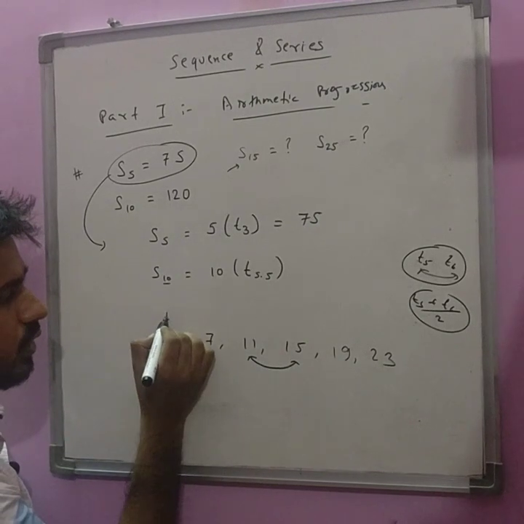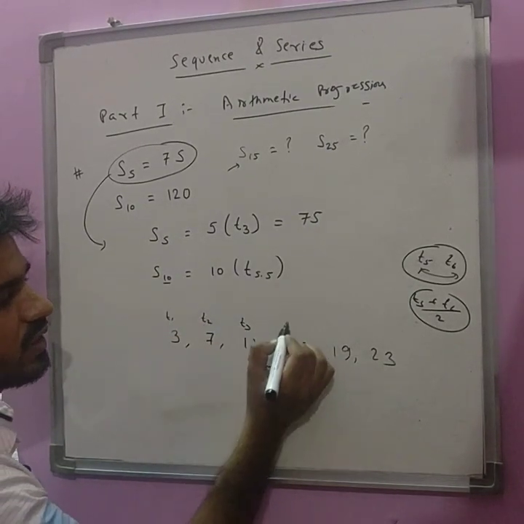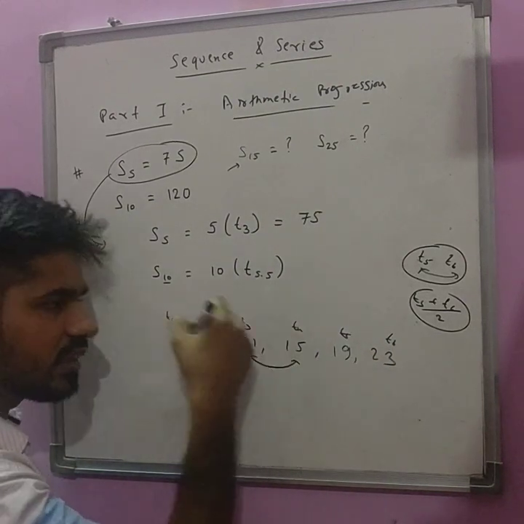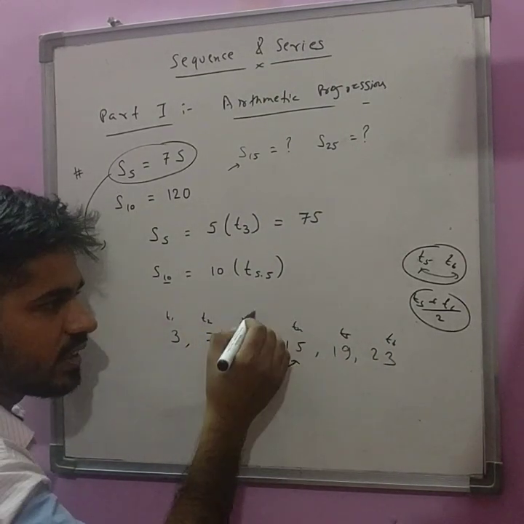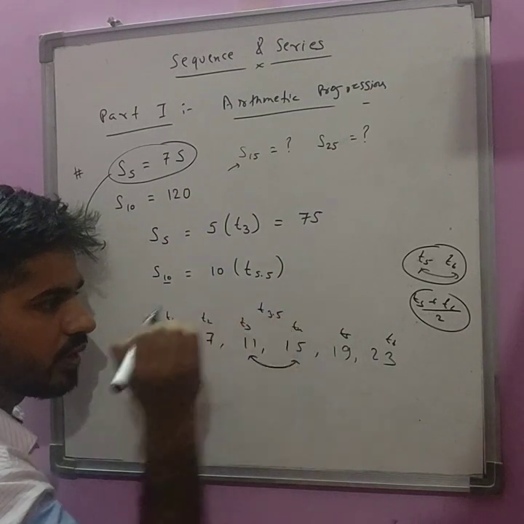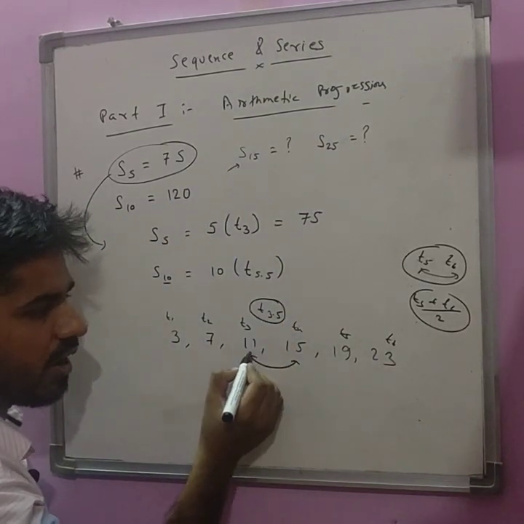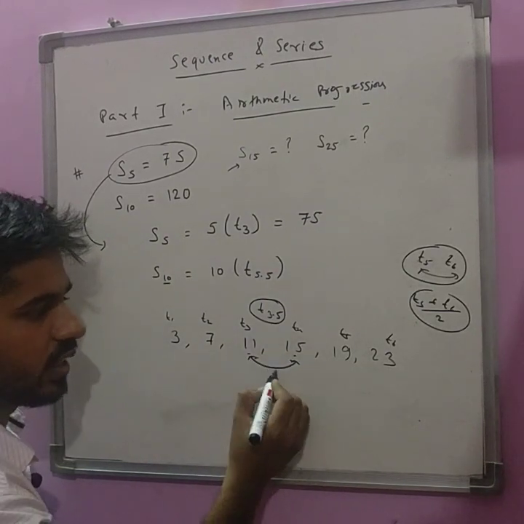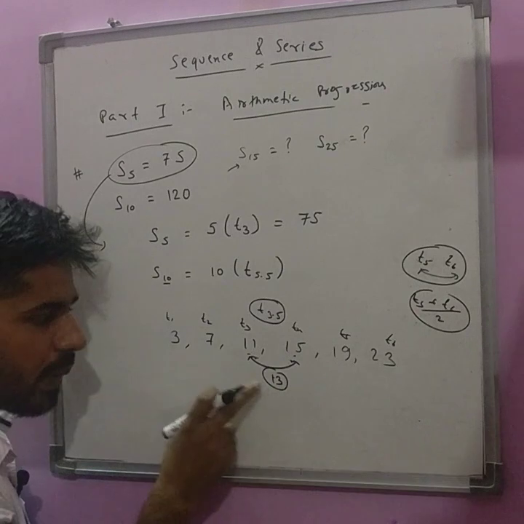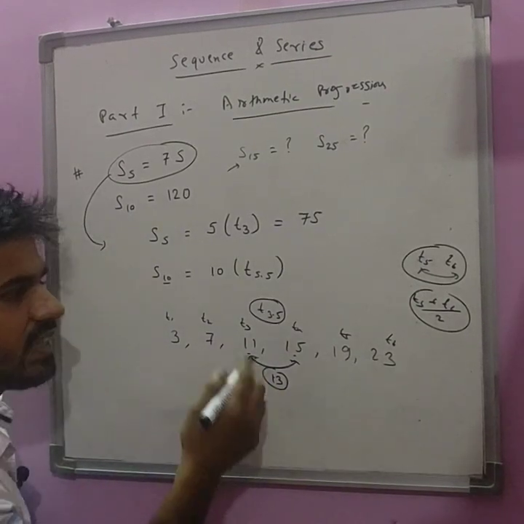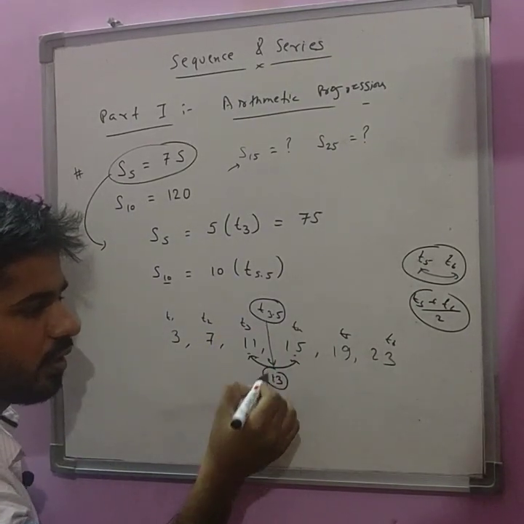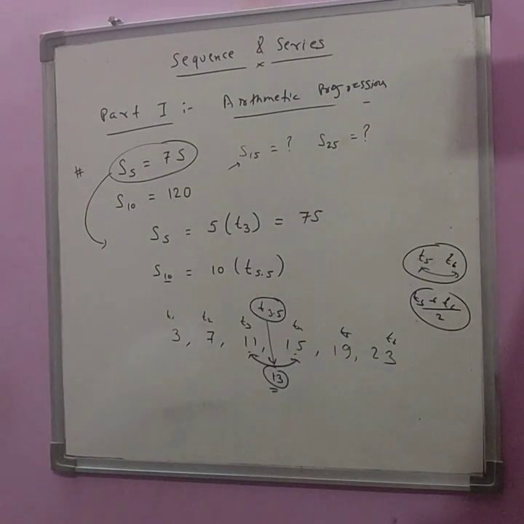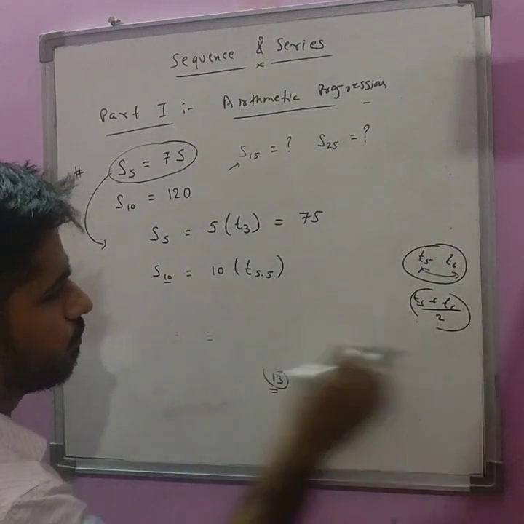This is the first term, this is the second term, this is the third term, this is the fourth term, this is the fifth term, this is the sixth term. But if I say there is a term which is existing like T3.5, what would it be? It would be the average of these two terms, like 11 plus 15 divided by 2, that is 13. 13 is not a part of this series, but I can say that T3.5 would be 13. So using this concept, let us see how we can use it.